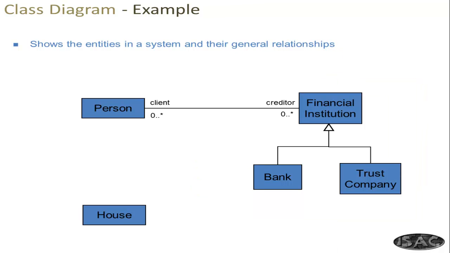Now here we have an association relationship. What association relationship means is that this person is associated with this house, or this person is a part of this house.